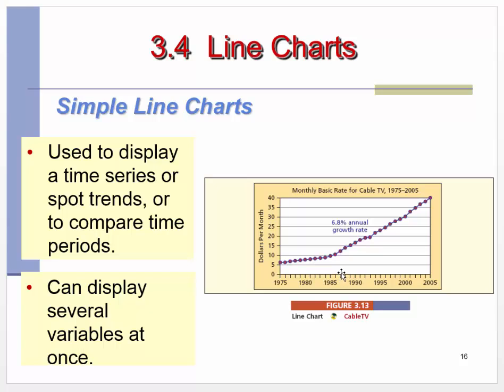It shows the trends. So you can see between 1975 and around 1985, in that 10-year period, the cable rate pretty much stayed the same, between like $6 and $9, right? And then starting in 1985, it starts to grow, right? And it's on an upward trend all the way until today, up to $40 a month. And that's a pretty sharp increase over the next 20-some years.